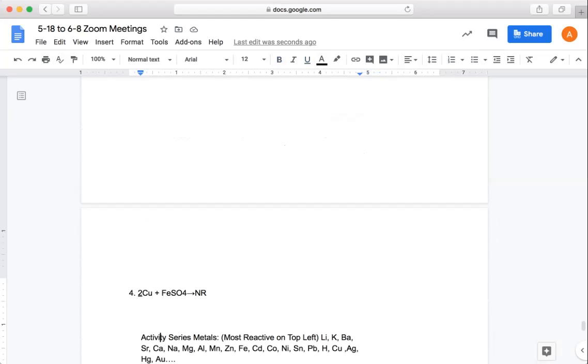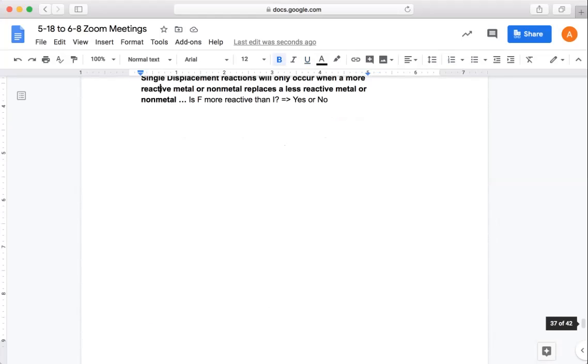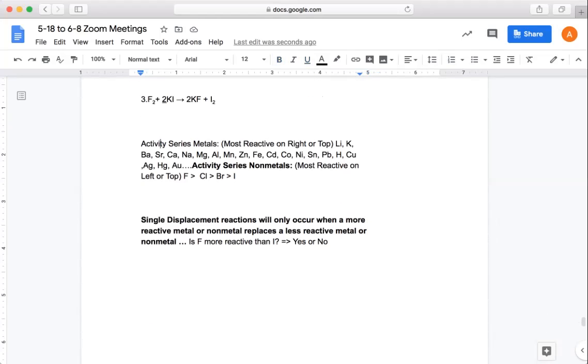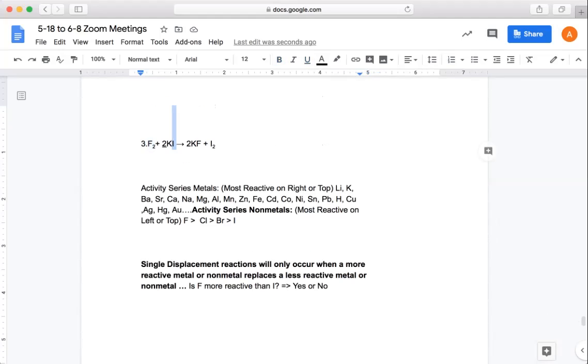That was the case with problem number 3, where we were comparing two nonmetals, fluorine and iodine. We're always comparing something that's by itself with something that's bonded. The comparison has to be between two metals or two nonmetals using the activity series for nonmetals or metals.